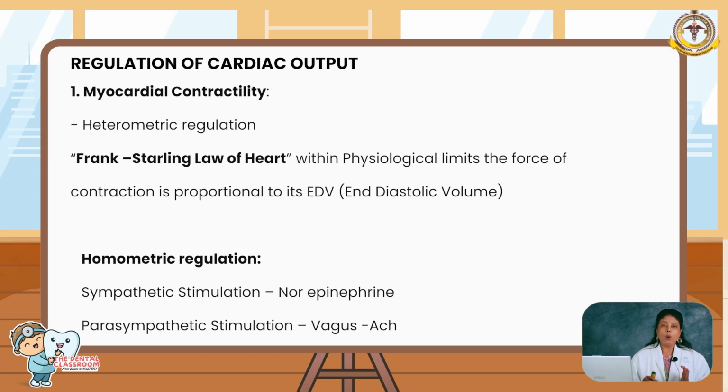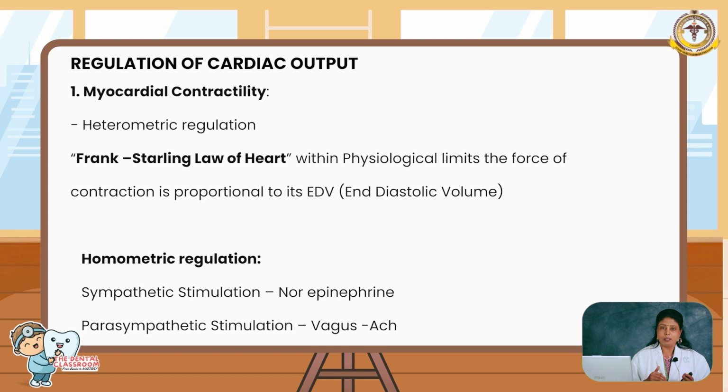Next, we will move on to the homometric regulation, that is the regulation of the heart by the nerves. We have sympathetic and parasympathetic. Sympathetic supply is by the sympathetic nerves, and at the end of the sympathetic nerve, the neurotransmitter called norepinephrine is released, which will increase the heart rate as well as the force of contraction. Thereby, it will increase the cardiac output.